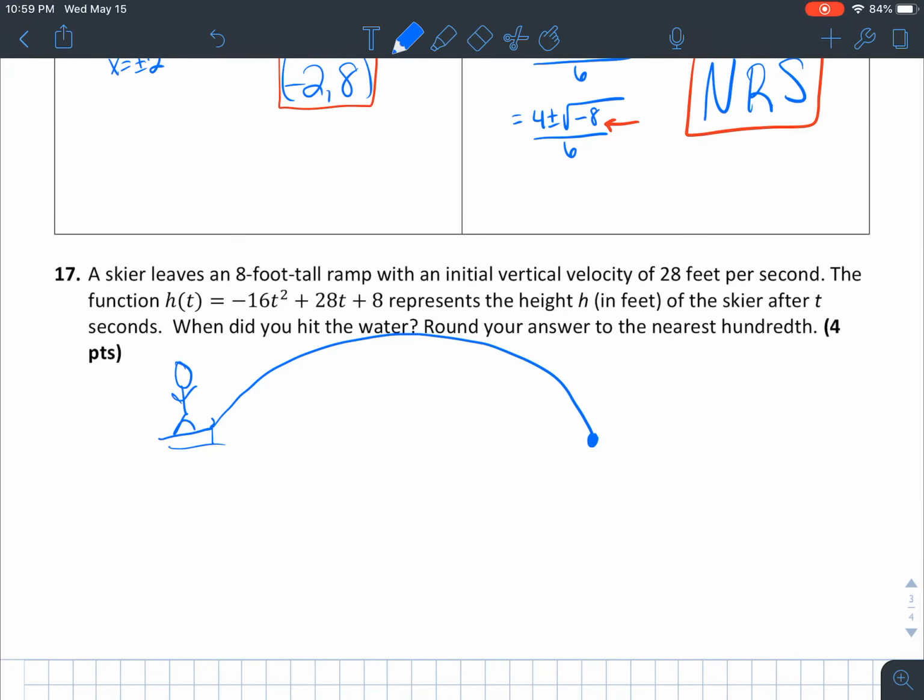So this we should hopefully recognize, if this is the ground or this is the water, depending on which way you like to look at it, that's y equals 0, my height equaling 0. So all I have to do here to solve for my t values, my times, when I'm at a height of 0, is by just plugging in 0 for h of t.